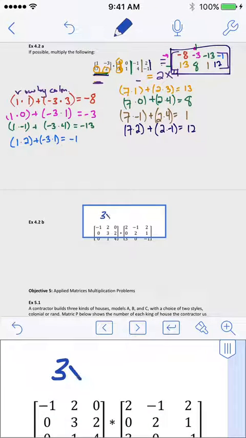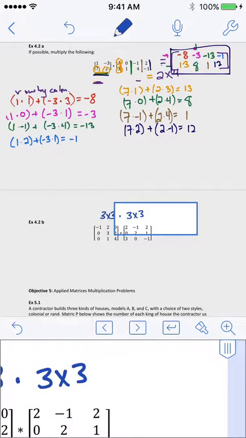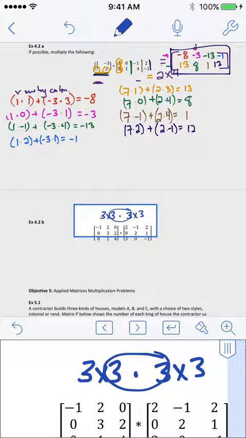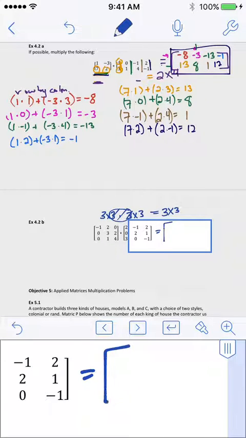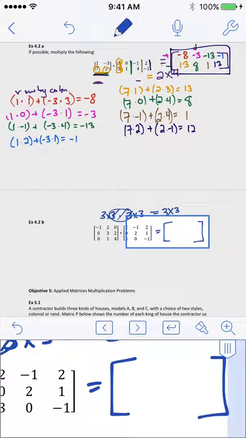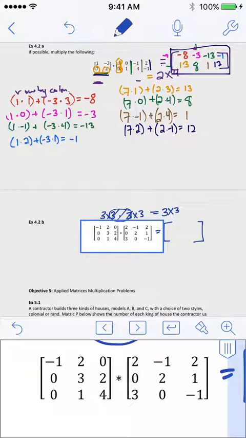So I've got a 3 by 3 times a 3 by 3. 3 rows, 3 columns in both. Looks like the insides match, so they accordion down, and I end up with a 3 by 3. So it looks like I can, which is good. Alright, so 3 by 3 is what I'm going to end up multiplying, and I'm going to go row by column every single time.